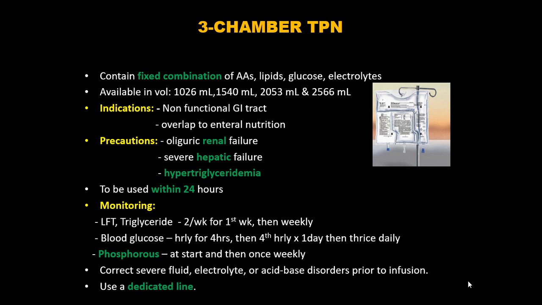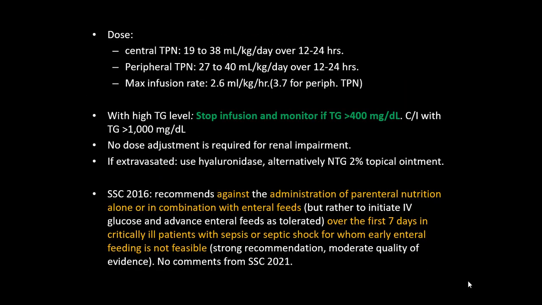As it is a calorie-rich, dense fluid, it has to be used through a dedicated line. Correct severe fluid, electrolyte and acid-base disorders prior to starting infusion of a TPN. The dose doesn't vary between a central TPN or peripheral TPN. When the triglyceride is more than 400, stop the TPN, wait for the triglyceride to come down. If the patient is already having a triglyceride more than 1000 milligram per deciliter, don't start TPN.